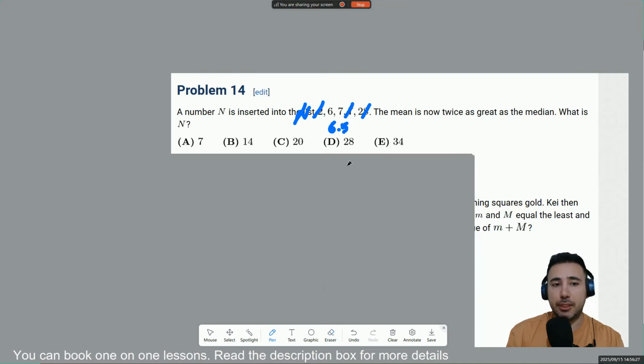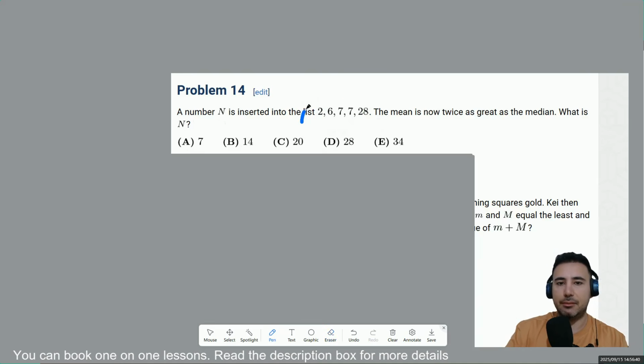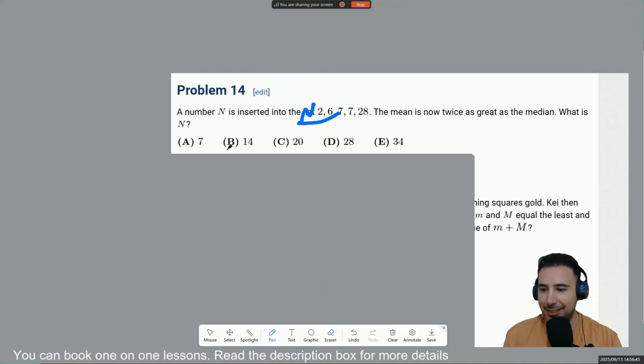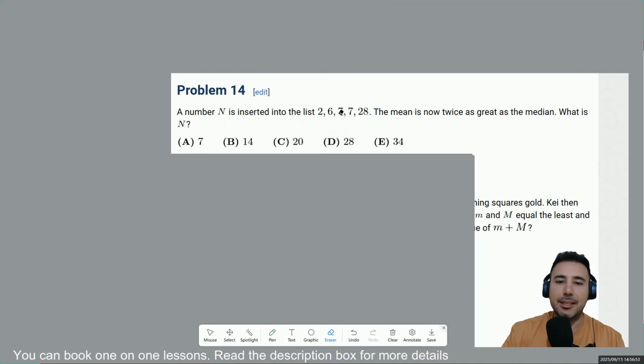But fortunately, the options will help us because they say n is either 7 or greater. That's why we don't have to worry about this n, right? Because if you put n here to the left, it's going to be less than 7. We don't have it in the options. That's pretty good. So that means n is either here or here or here. In any of these cases, the median, we just talked about it. If n is to the right, the median will always be 7. Okay, that's very good. So let me write it down.